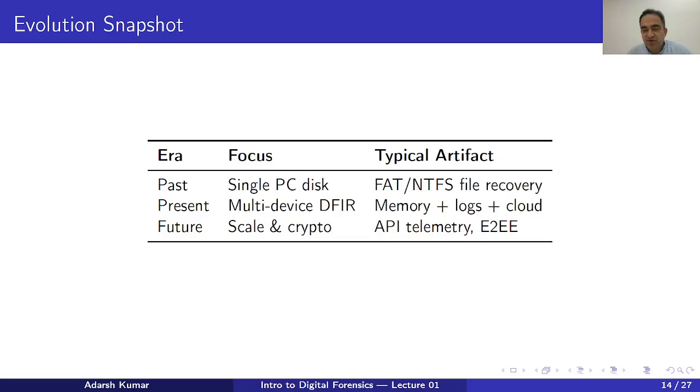For example, recovering a deleted Word file from the home PC, the past, remains useful. But today's ransomware case also needs random access memory (RAM) for keys, and cloud audit logs for lateral movement. While tomorrow's messaging case may hinge on provider-side metadata when content is end-to-end encrypted (E2EE) in future.